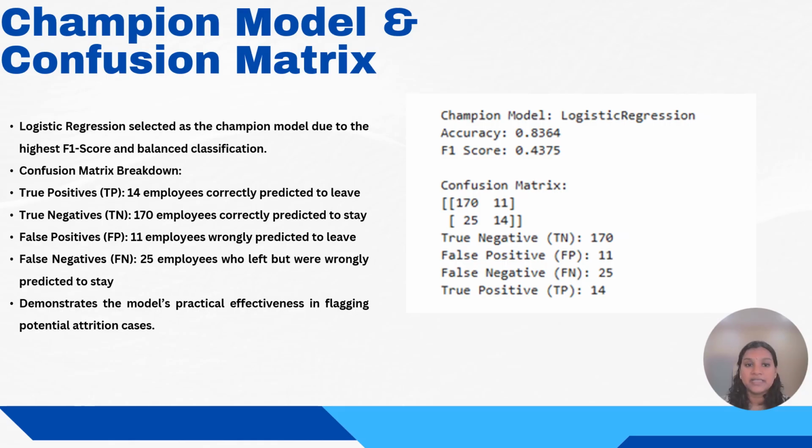The model correctly identified 170 employees who stayed and 14 who left. It also misclassified 11 employees who were incorrectly flagged as leaving, and missed 25 employees who actually left but weren't predicted to do so. Overall, the logistic regression model shows good practical effectiveness in identifying at-risk employees, making it a reliable and interpretable choice for real-world HR analytics.